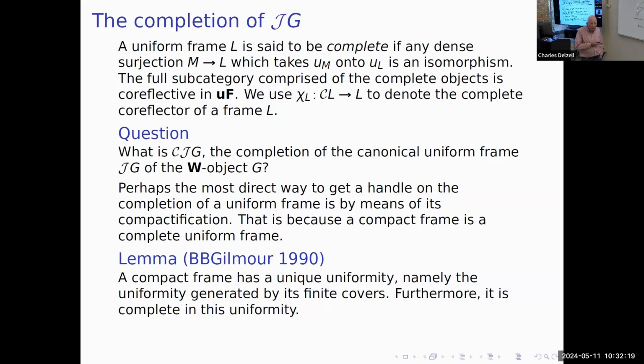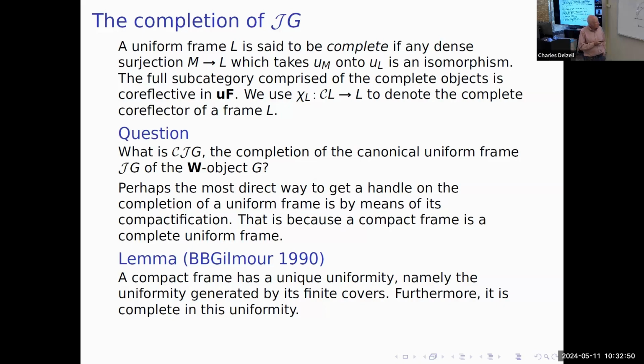Now that may not ring bells for you, but turn the arrows around. What that's saying about a space is that a uniform space is complete if every dense embedding is an isomorphism. You have to agree that's a dynamite definition of what you ought to mean by completeness. The other version of completeness, of course, is that every Cauchy filter converges, and we'll get to that in a minute. But let's start with this one.